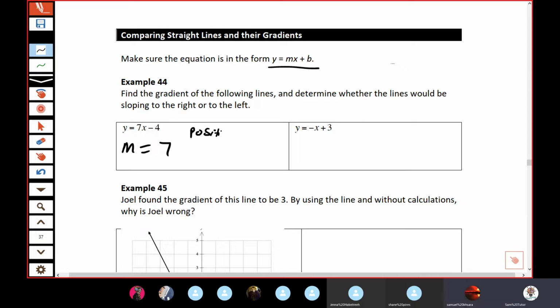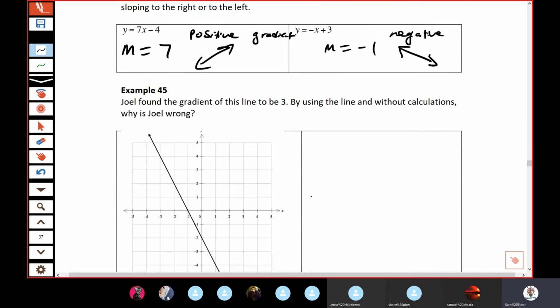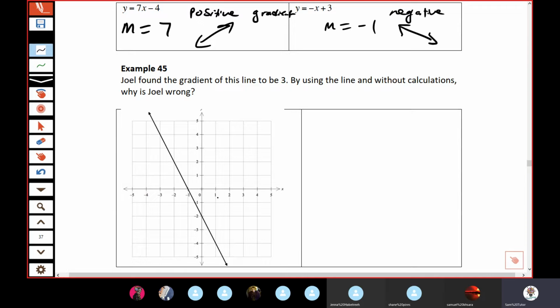Right. Correct. Thank you. Positive gradient, slope to the right. What's the gradient here? -1. So therefore it's a negative, and of course it's sloped to the left. So pretty straightforward.